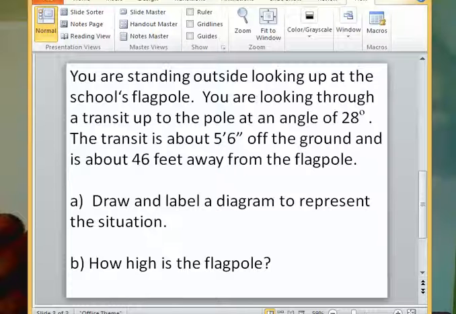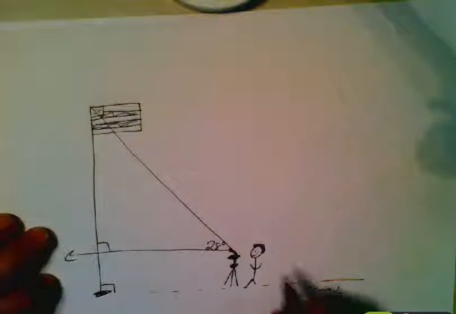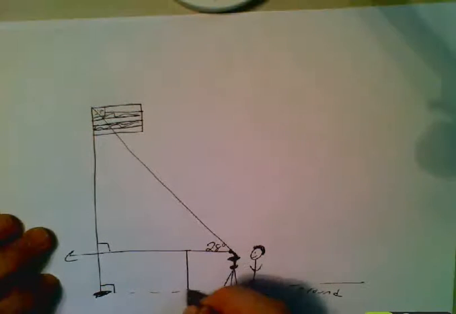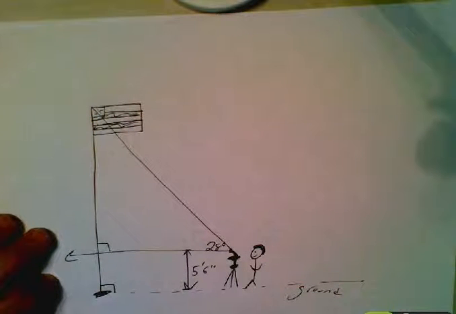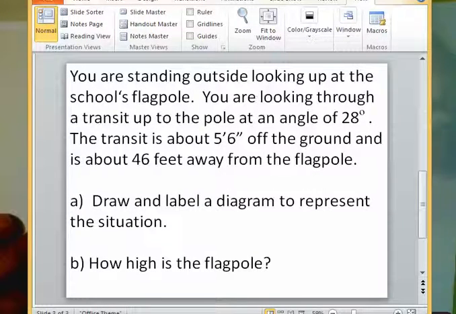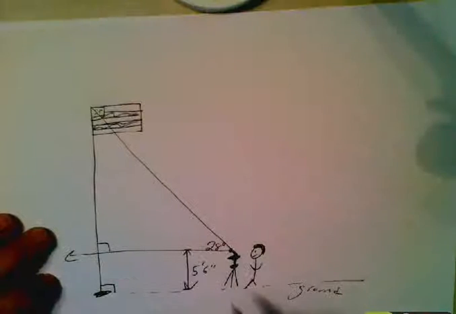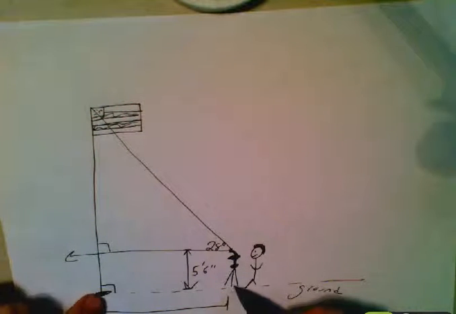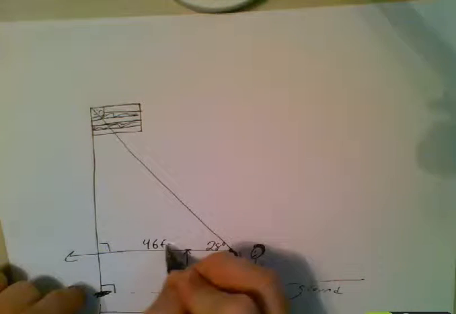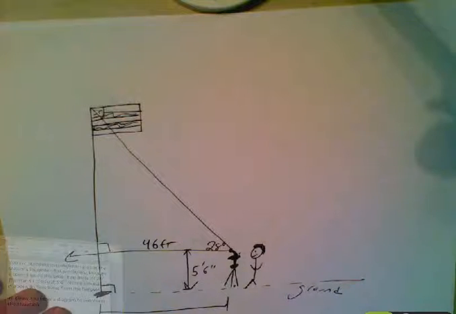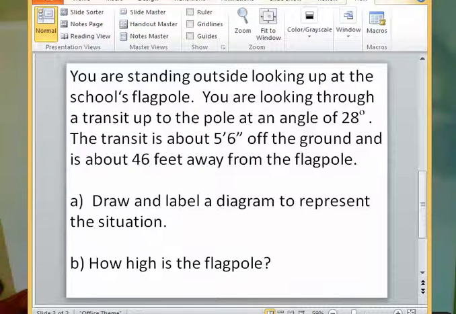So you're looking up at the flagpole at an angle of 28 degrees, and the transit is 5 feet 6 inches off the ground. So from here to here is 5 feet 6 inches. That's the transit. And then I think there was one other thing. It's about 46 feet away from the flagpole. So from here to here is 46 feet. Well, if here to here is 46 feet, then here to here must be 46 feet. And then, of course, I'm sure you could already guess, after we draw it, they want to know how high the flagpole is.